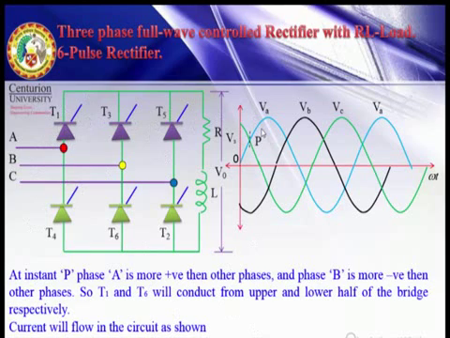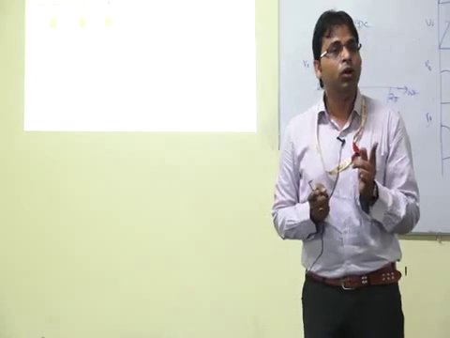Phase A is more positive than other phases. Here we have 2 positive, phase C and phase A, but phase A is more positive than phase C, so thyristor T1 will conduct. From the lower half, phase B is more negative, so thyristor T6 will conduct. If T1 and T6 conduct, the current will flow in this path: A, T1, then the load, that is resistance and inductance RL, then T6 and back to B.